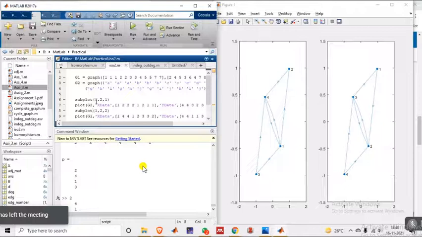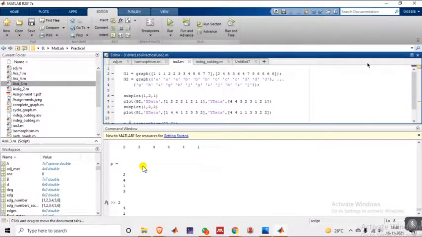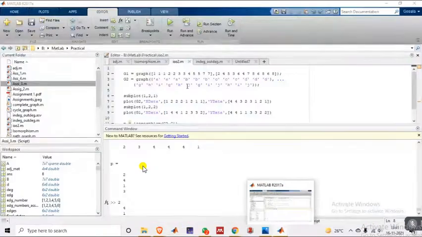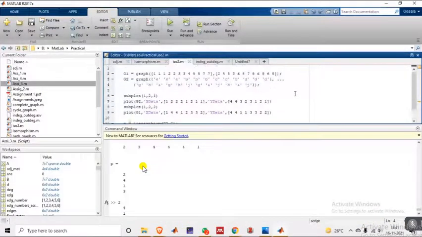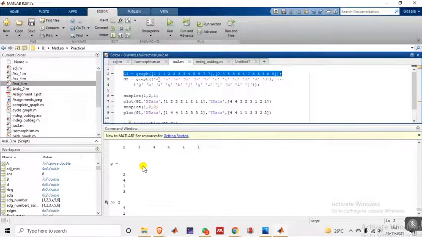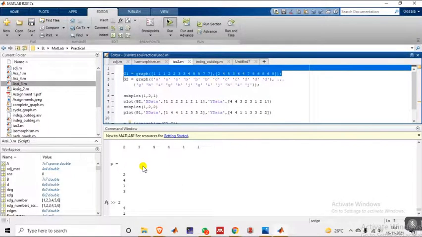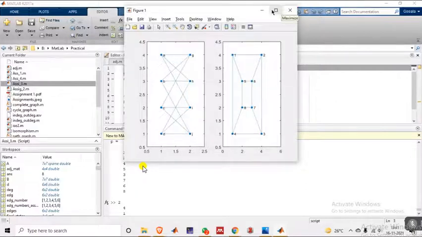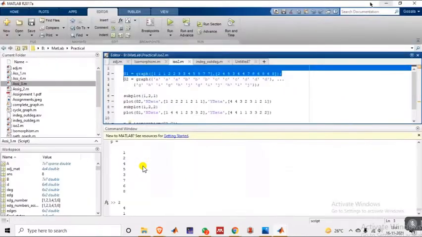And when you have more, let me change this. When you have two graphs with more vertices, this is how those two graphs come. I created one graph with these vertices, in which these are the source vertices and these are the target vertices. So I run this and I got these plots.